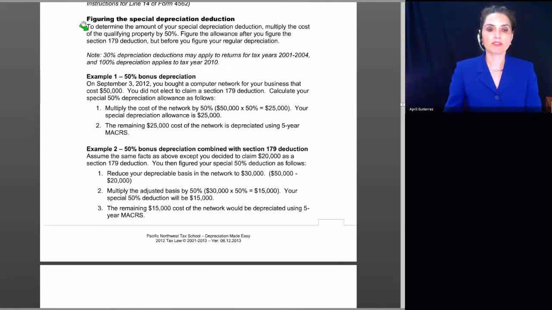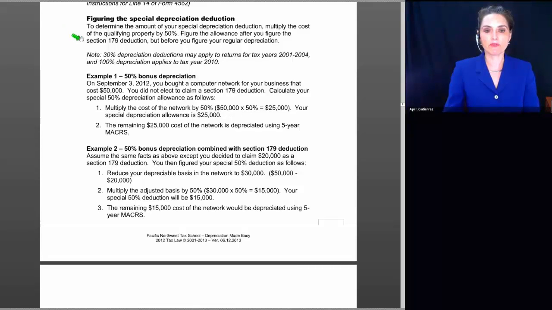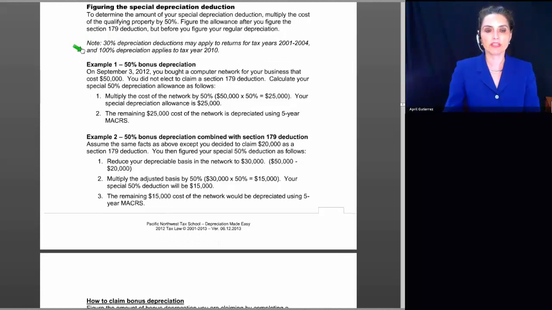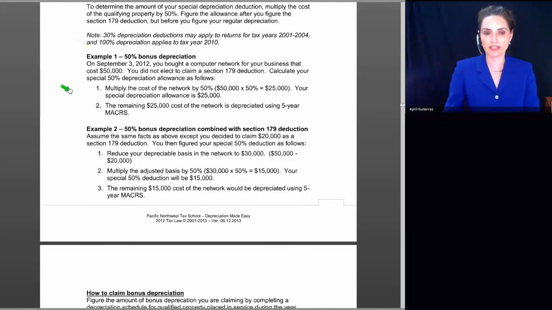So, figuring the special depreciation deduction. To determine the amount of your special depreciation deduction, multiply the cost of the qualifying property by 50%. Figure the allowance after you figure the Section 179 deduction, but before you figure your regular depreciation. Note that 30% depreciation deductions may apply to years 2001 through 2004, and 100% depreciation applies to 2010.